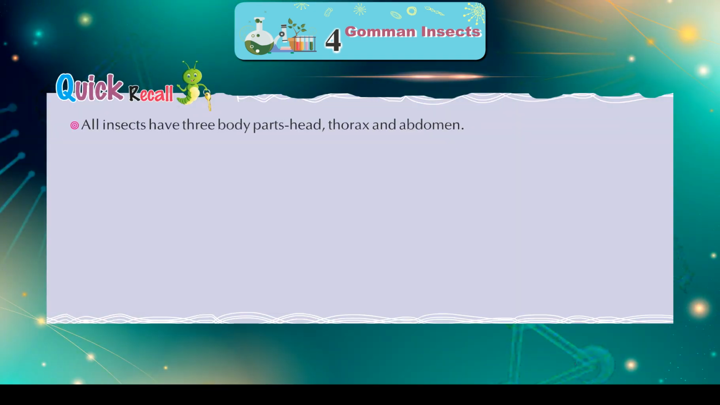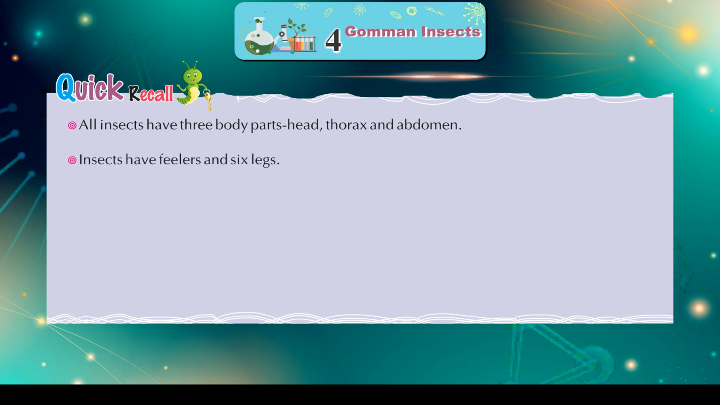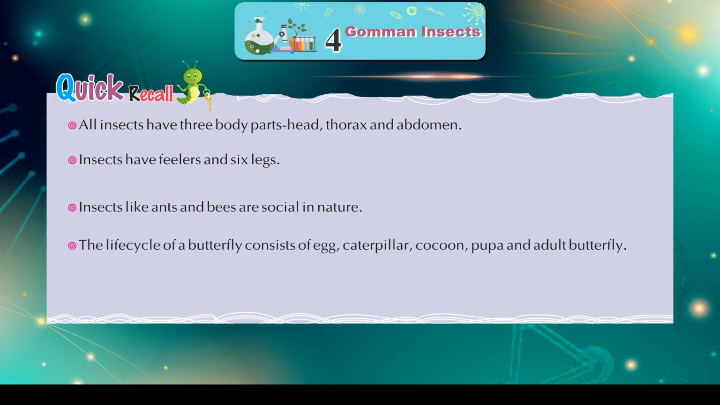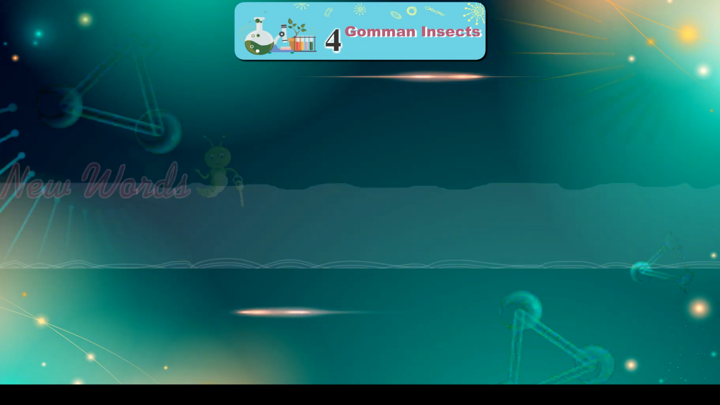Quick recall: all insects have 3 body parts: head, thorax, and abdomen. Insects have feelers and 6 legs. Insects like ants and bees are social in nature. The life cycle of a butterfly consists of egg, caterpillar, cocoon, pupa, and adult butterfly. Some insects like locusts, moths, and lice are harmful to us.